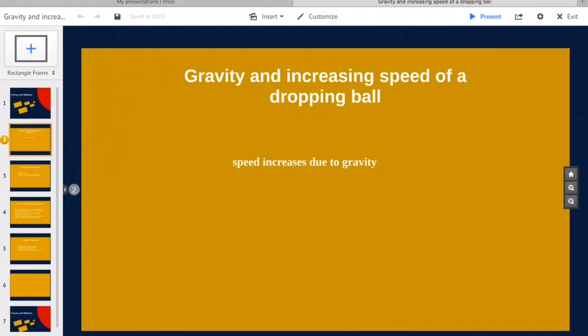So first thing we have to look at is gravity and increasing speed of a dropping ball. This is a real common Praxis question. As an object falls, its speed increases due to being pulled on by gravity. The acceleration of gravity near Earth's surface is 9.81 meters per second squared. So you don't need to know that formula. All you really need to know is that the speed of a dropping ball increases due to gravity. Just knowing that is enough.